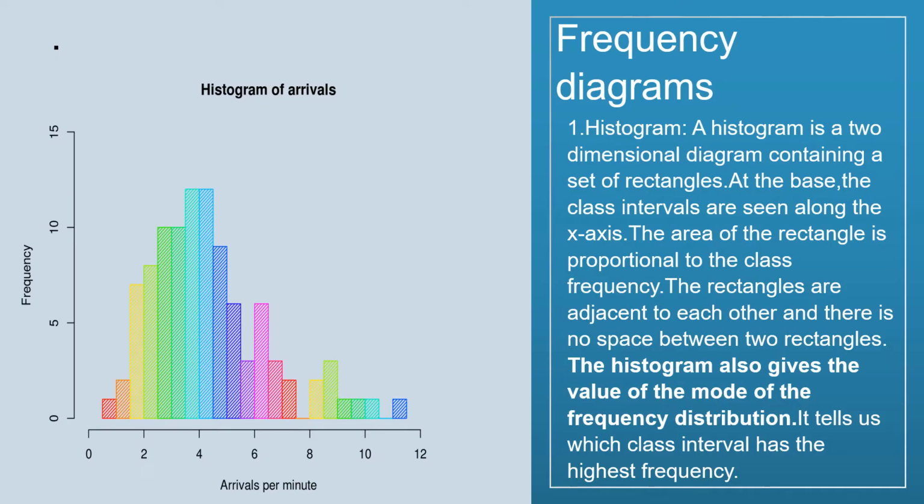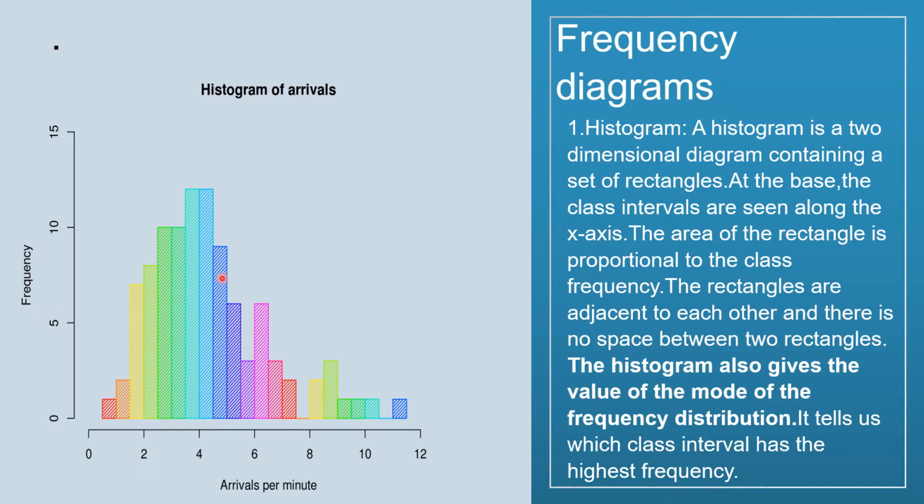The first type of frequency diagram we will be learning about is the histogram. Now, a histogram is a two-dimensional diagram, of course, containing a set of rectangles, as you can see here in this illustration. At the base, the class intervals are seen along the x-axis or the horizontal axis. The area of the rectangle is proportional to the class frequency. The rectangles are adjacent to each other. As you can see, there is no space between two rectangles.